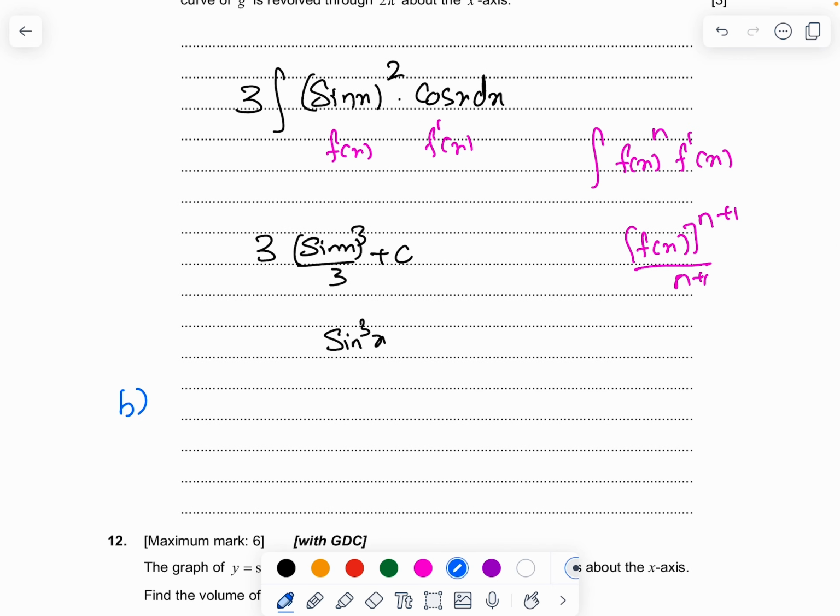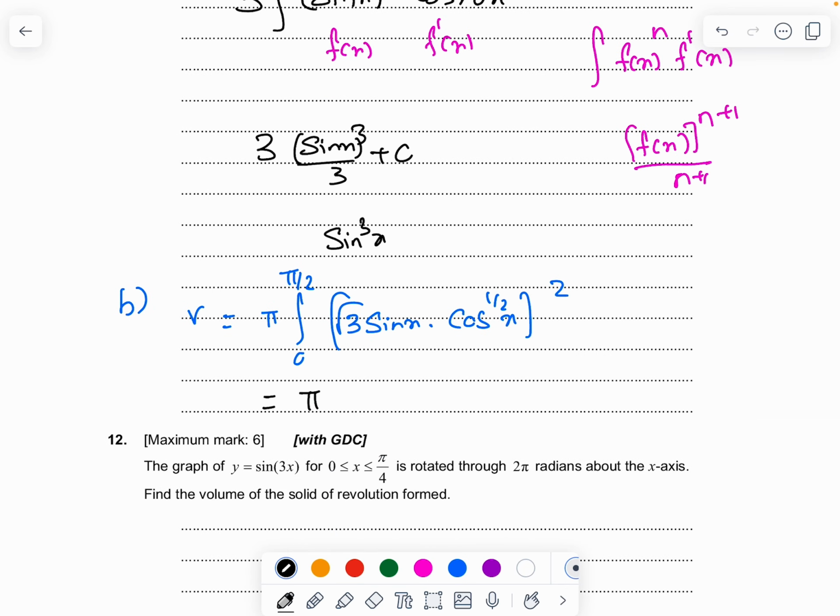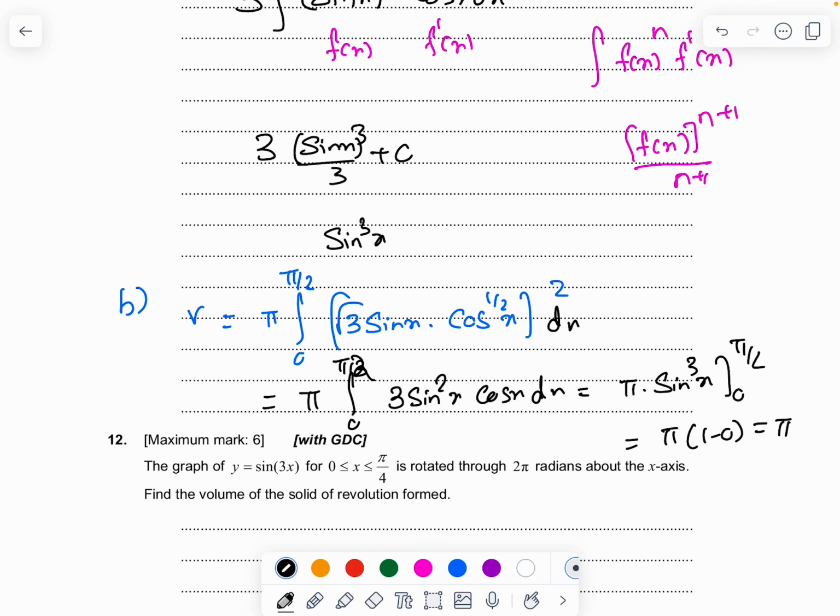Now for part B, he is asking us to find the volume. It will be pi integral 0 to pi by 2 of (square root of 3 sin x times cos x to the power of 1 by 2) whole square dx. So what does that become? Pi integral 0 to pi by 2 of 3 sin square x cos x dx, whose value, as we have just learnt, is sin cube x. But the limits are 0 to pi by 2, so it's going to be pi times (1 minus 0), which is pi.